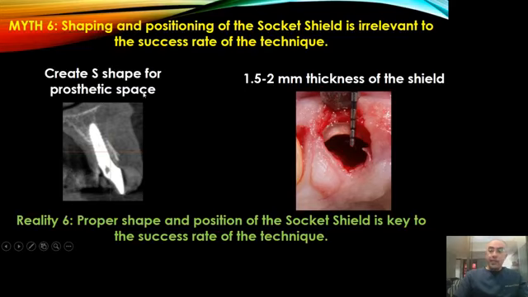Create a shape for prosthetic space. As we could see, we have the implant, and we need to make sure that we have enough space for an emergence profile to have better support for the soft tissue. And regarding the thickness of the shield, as a recent study showed, we need to have 1.5 to 2 millimeters thickness of the shield. Is thicker better? Technically and practically, I think 1 to 2 millimeters of shield would be sufficient. And remember always, we need to have the shield as stable as we can.